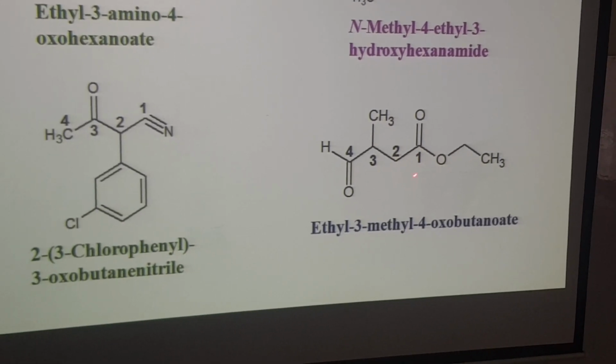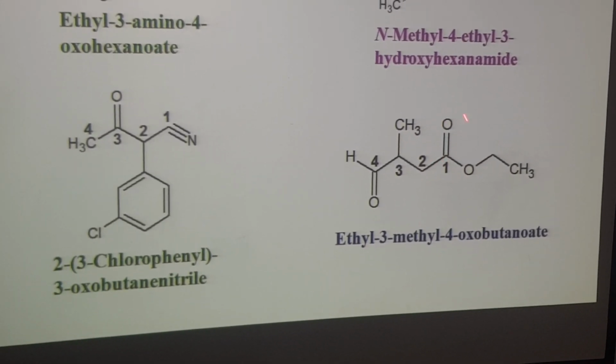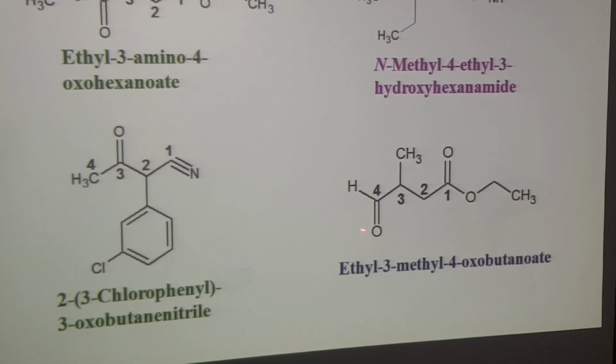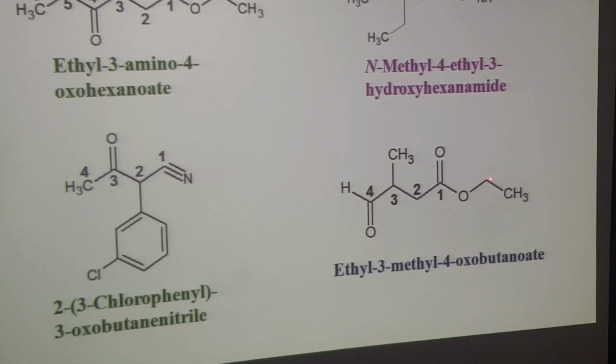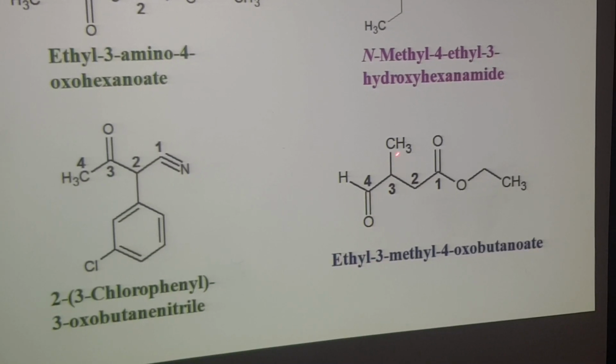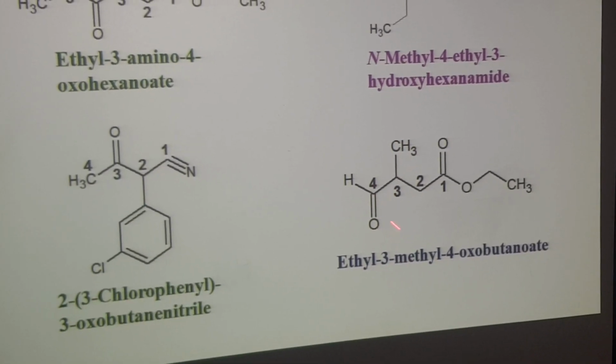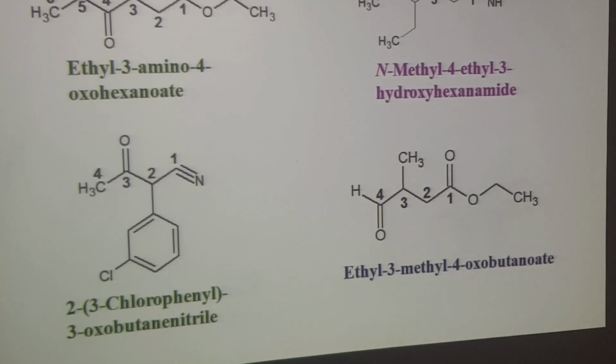Here we have another example of ester. So when ester and aldehyde are present in the same molecule, we give priority to ester. This is alkyl part, ethyl, 3-methyl, 4-oxo-butanoate.